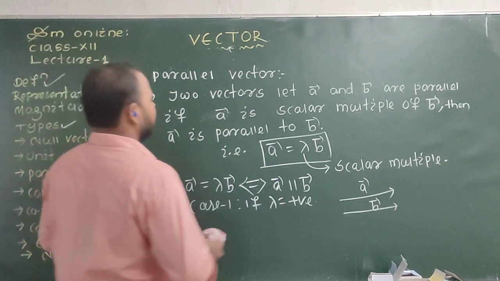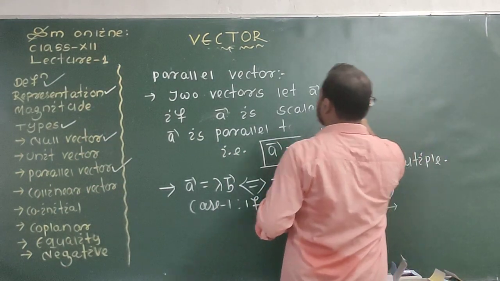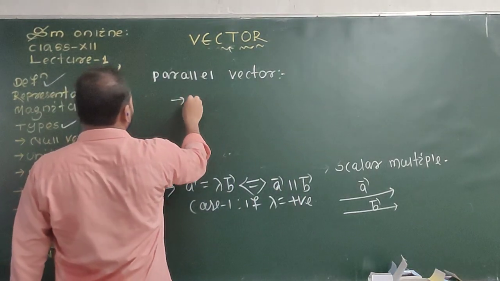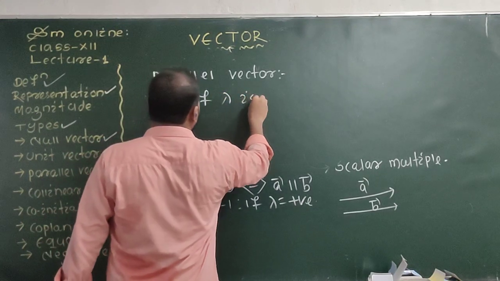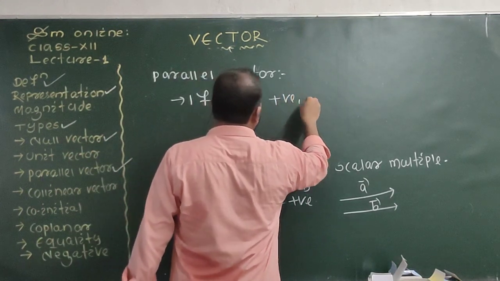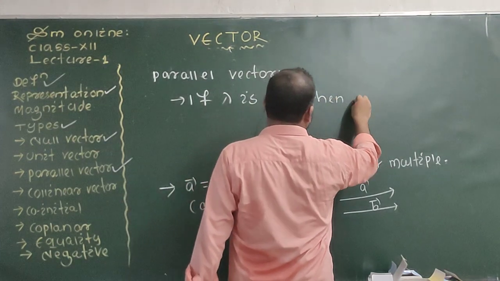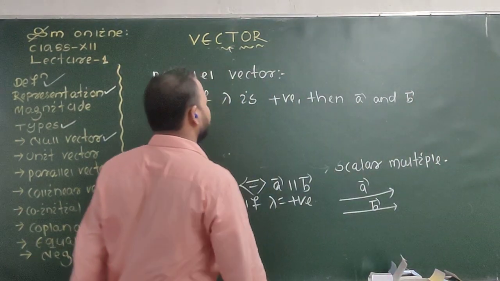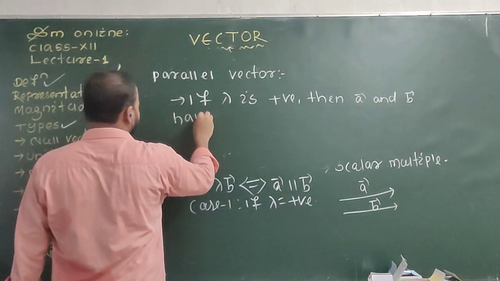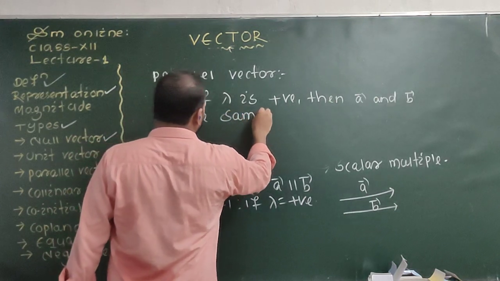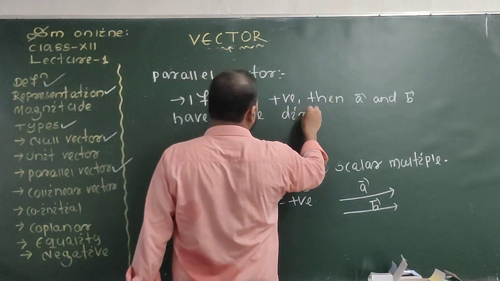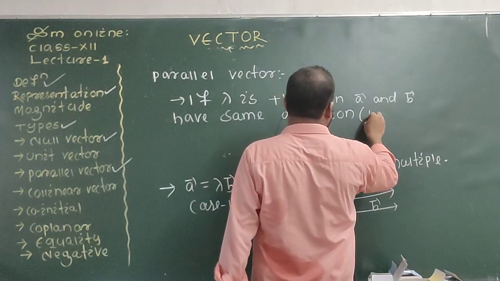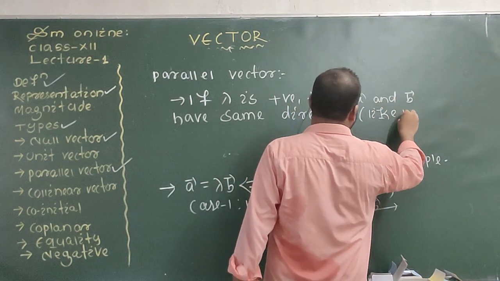So if lambda is positive, then vector A and vector B have the same direction. We also call these like vectors, same direction.